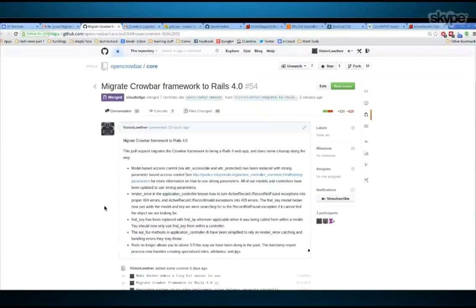So, pretty much what I've been doing for the last 3 days: Rob put a bug in my ear on Thursday, wondering how hard it would be to migrate the core Crowbar framework in OpenCrowbar to run on top of Rails 4.0. So I did that. The upshot is it allowed some simplification to how we were abusing things in application controller and single table inheritance. And it swapped out the model-based access control with attr_accessible and attr_protected. And that layer of control has been pushed up to using strong parameters in the controllers.